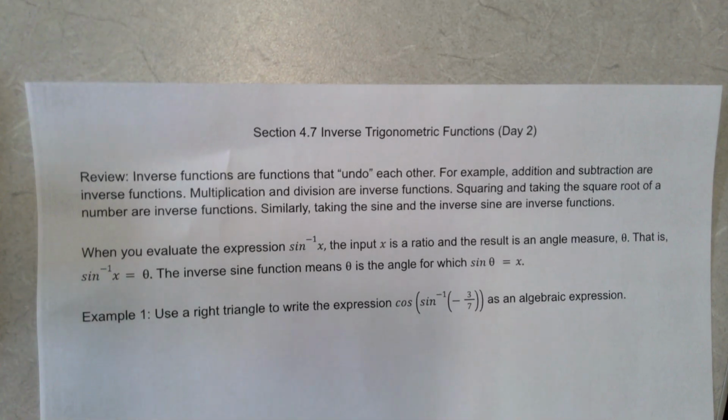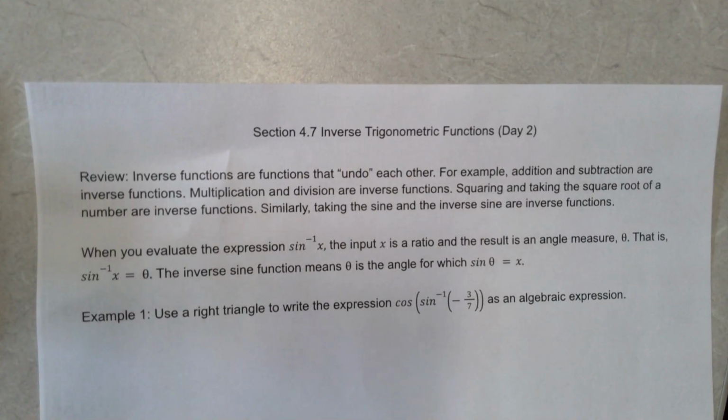These are the notes for section 4.7, Inverse Trigonometric Functions, day 2. As a review, inverse functions are functions that undo each other. For example, addition and subtraction are inverse functions. If we start with x and add 5, we would get x plus 5. To undo that, we would subtract 5. X plus 5 minus 5 would get us back to x, so therefore we did and undid an operation.